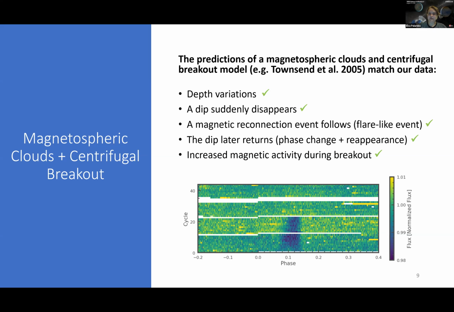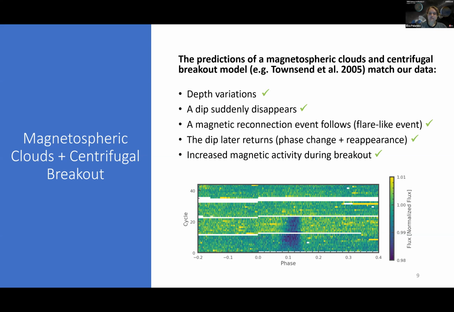Also, the sudden disappearance of the dip from near maximum size is exactly in line with the predictions of centrifugal breakout. Plus, a magnetic reconnection event is expected to immediately follow breakout, and we think we might be seeing the optical signature of that via the flare-like event that I was discussing earlier. Part of the reason why we think that's plausible is just the timing, but also Stauffer et al. in 2017 observed some similar unusually symmetric flare-like events that happened at state transitions.